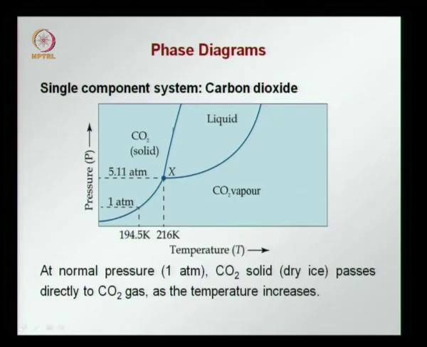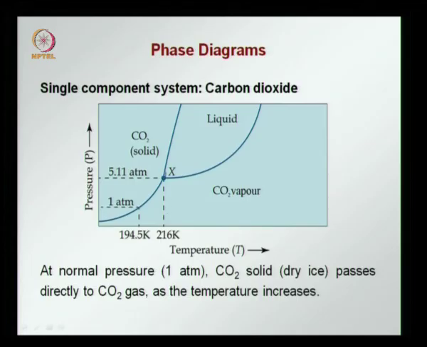But when you have 2 phases occurring, you have to be along this line. In the case of liquid and CO2 gas, solid and liquid along this line, and for all the 3 phases to coexist, it can only occur at this triple point, degree of freedom 0, because it is well defined at 5.11 atmospheric pressure and 216 degrees Kelvin.